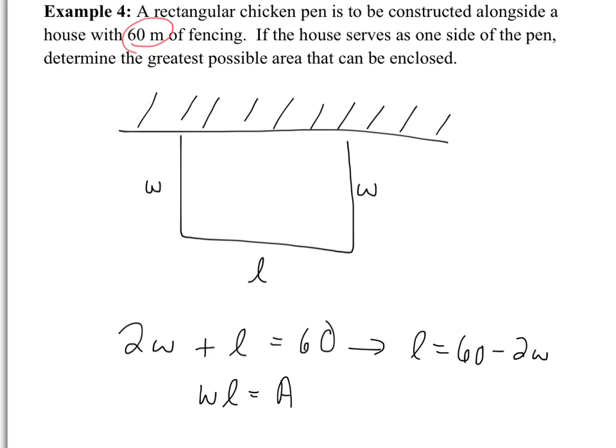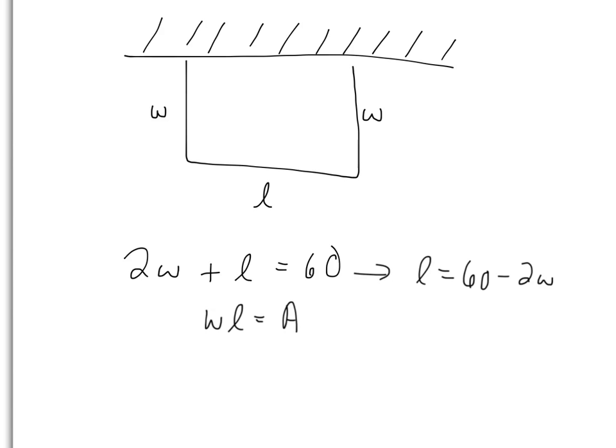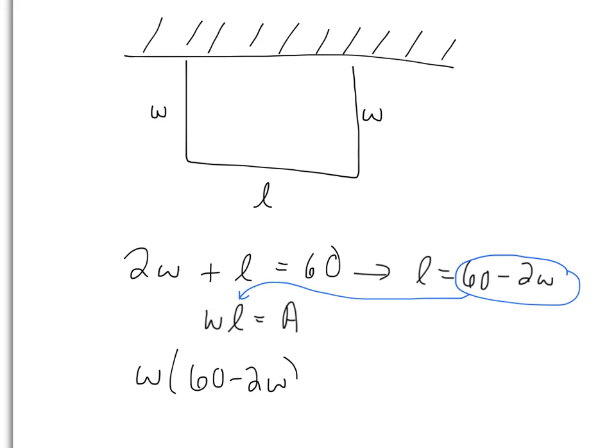What do I usually do when I solve for one expression? What do I do with it afterward? Charles? Plug it into the other one. Yeah, plug it into the other one. Hence the name substitution, right? You're substituting this in for this. So as a result, we get the following. W, parentheses, 60 minus 2W, close parentheses, equals area.